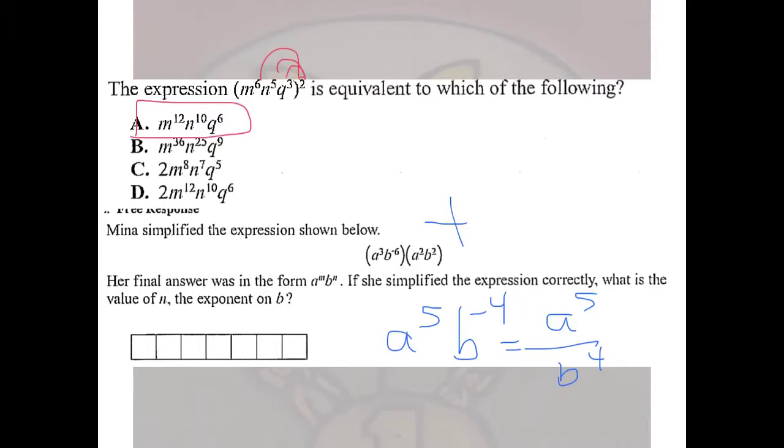Now the question is asking, our final answer was in the form a^m b^n. If she simplified the expression correctly, what is the value of n, the exponent of b? Well, this is a correct answer that we have right here. However, sometimes you have to read the question, make sure it matches what they want. They want to know what this is, and in this case, our answer would be -4. That's a tricky one. Make sure you read.